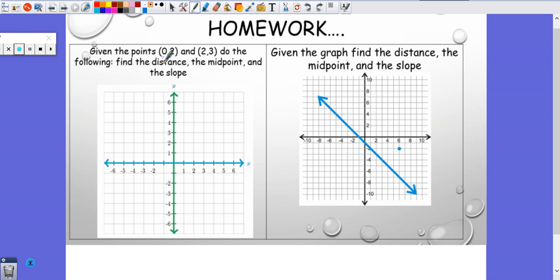So here it says, given the points (0, 2) and, well, I'll go back and forth, (2, 3). So for the first point, x is 0, y is 2, and then we get 2 and 3. So I'll call this A, and I'll call this B. And it is asking me to do the following: find the distance. So I am going to go with the Pythagorean Theorem to help me find this distance.